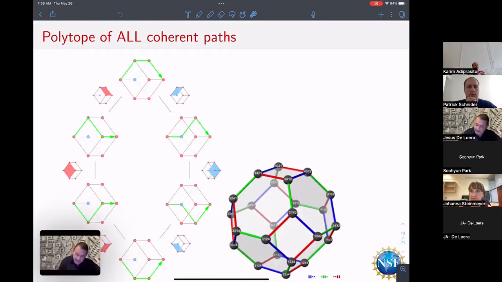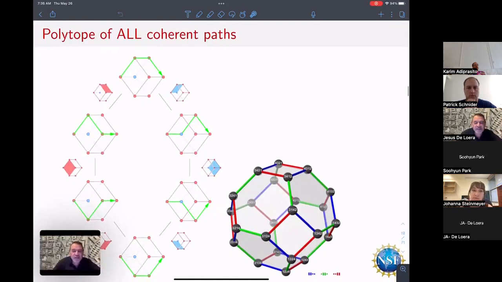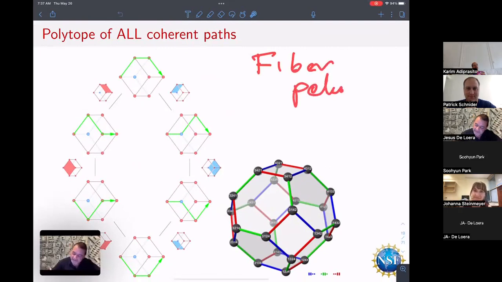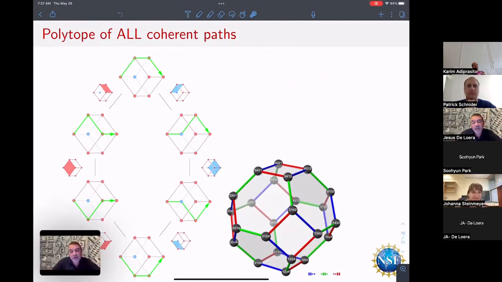Yeah, and so before I move to the results, I cannot resist, because I'm speaking in Karim's seminar, that you guys may have heard already about the famous fiber polytopes, the so-called fiber polytopes. Because it turns out that when you look at all possible coherent paths, just all of them, there's a way to parametrize them with a polytope. So there's a polytope whose vertices are in bijection to the different coherent monotone paths. And I'm showing you one example here.